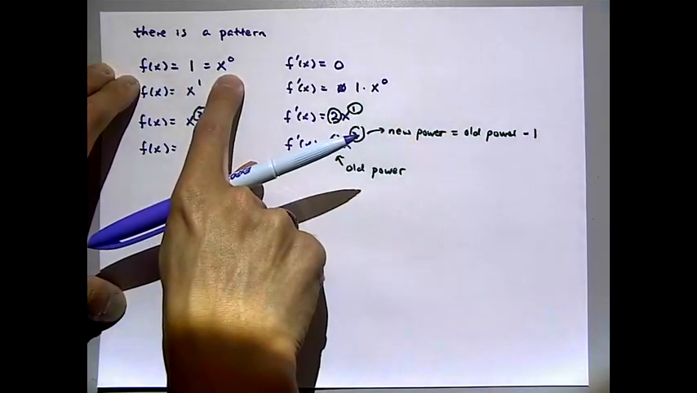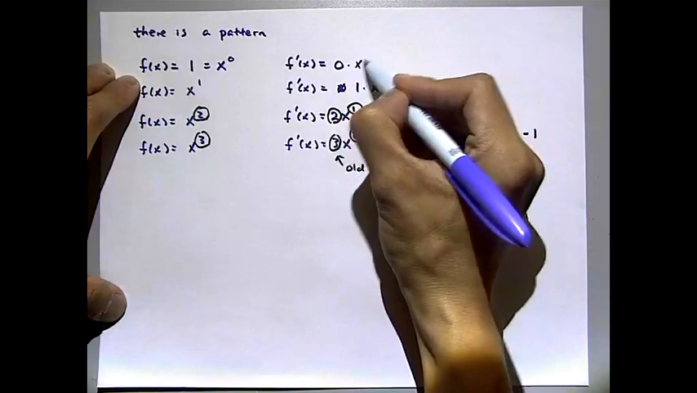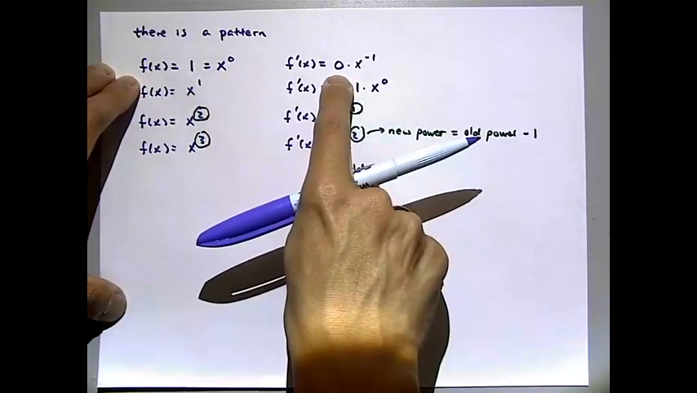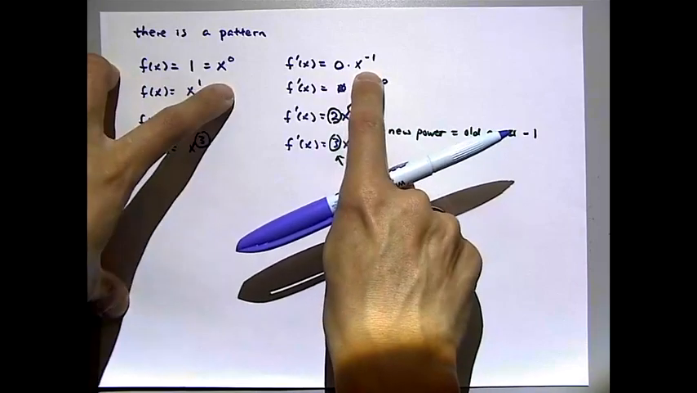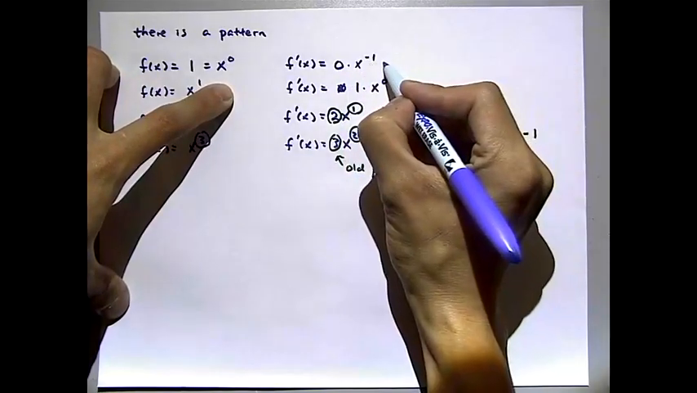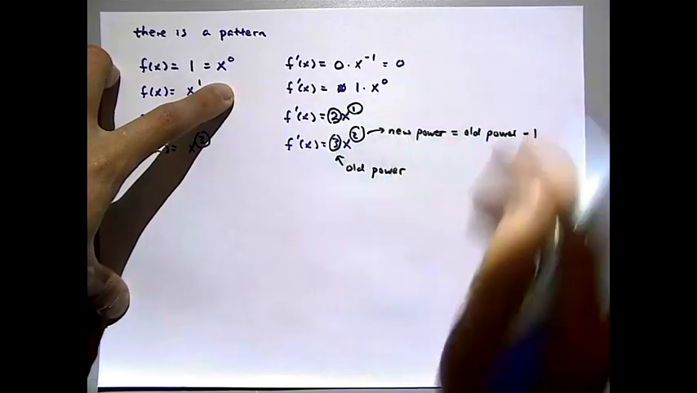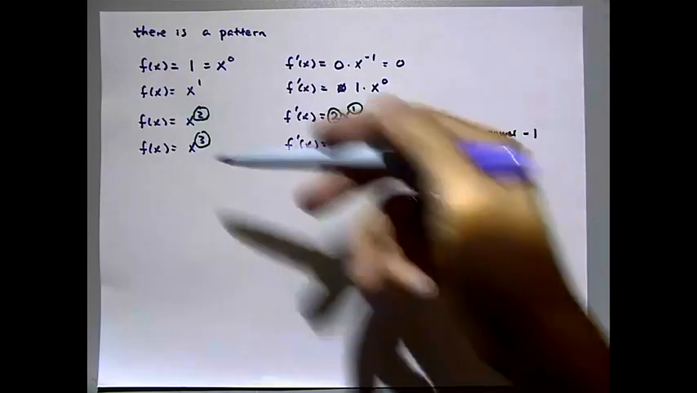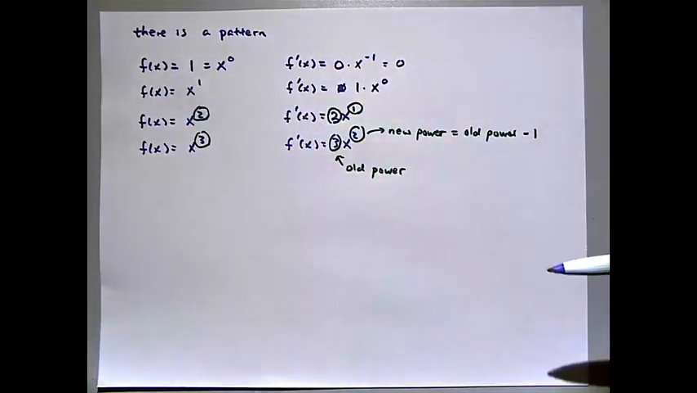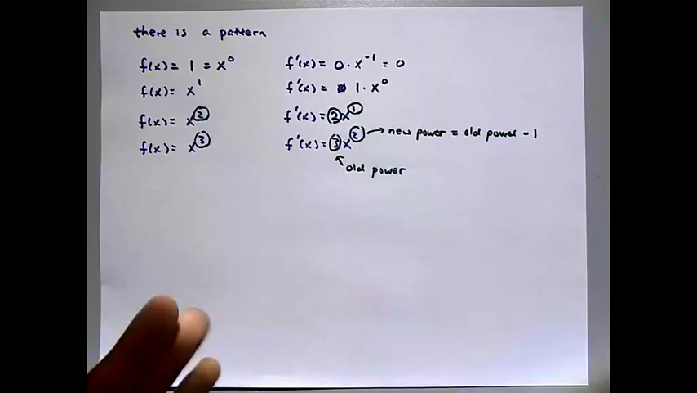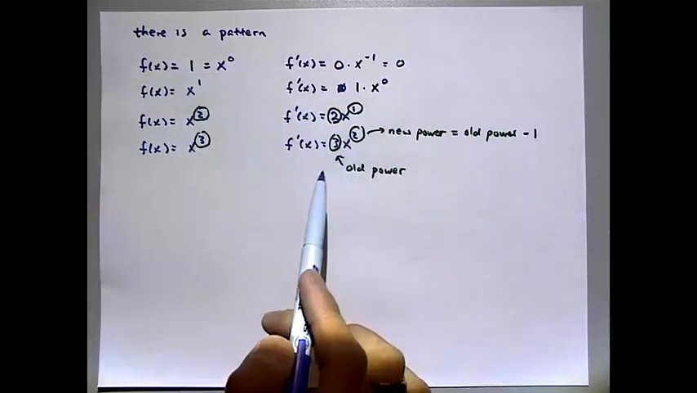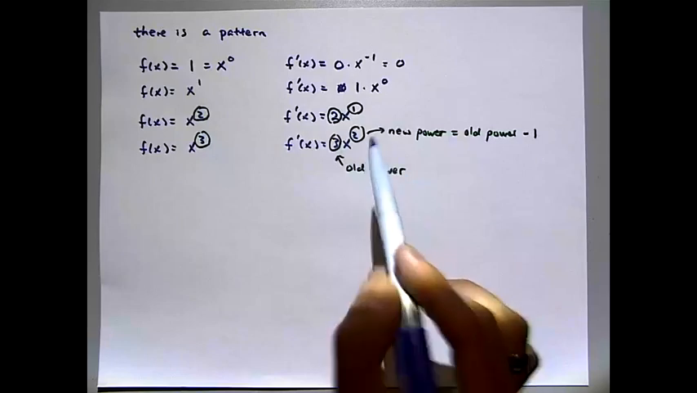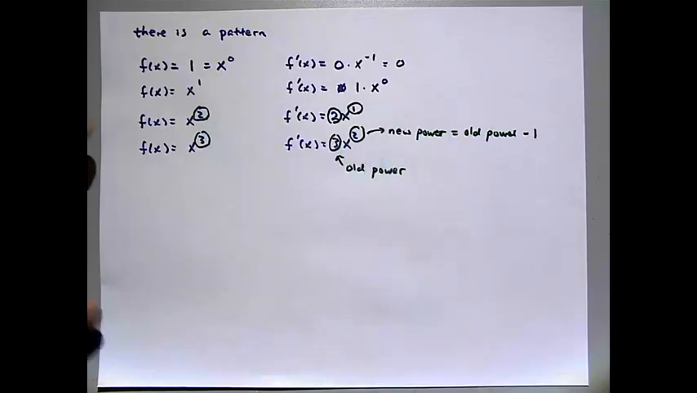Same thing here. What really happened here was this. We brought the power down to the front, keep the x, reduce the power by 1. But 0 times anything is 0, so that's how we got a 0. And this is going to continue if you do x to the 4th, x to the 5th. That's the pattern that you will keep seeing. When you take the derivative, it gets awfully complicated using limits after a while, but eventually you'll notice that this is what happens. The old power comes to the front. Keep that x, and then the new power is the old power reduced by 1.